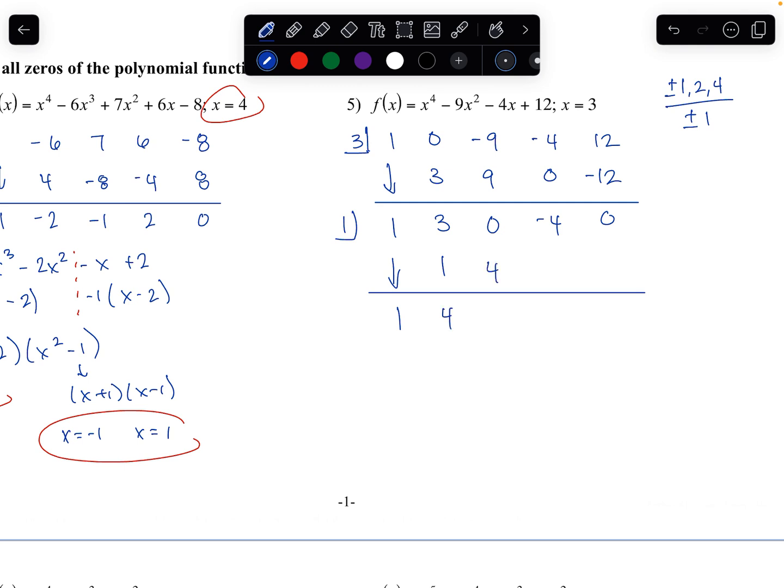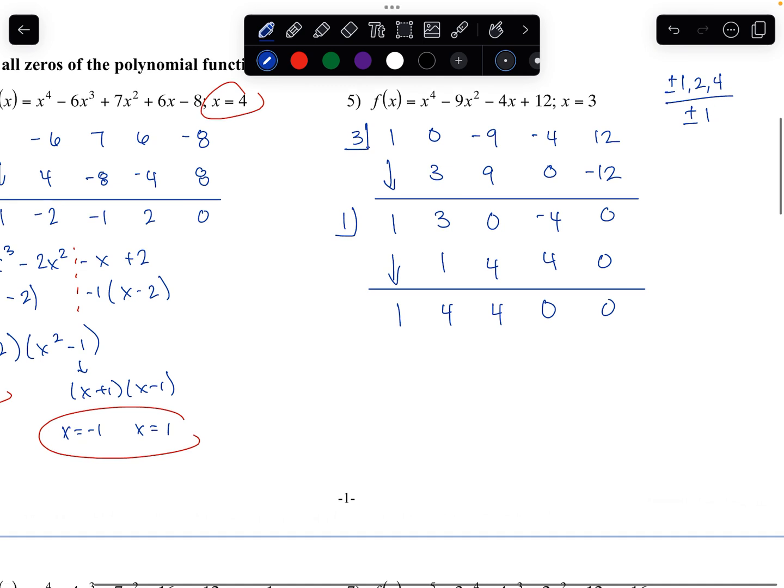That's going to be 4, and then 0. Okay, so then here's the next polynomial. We're going to have x squared plus 4x plus 4.